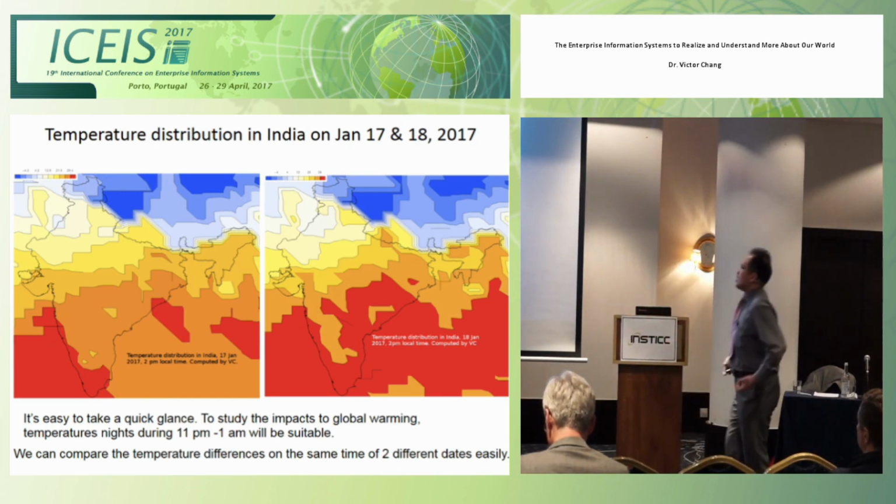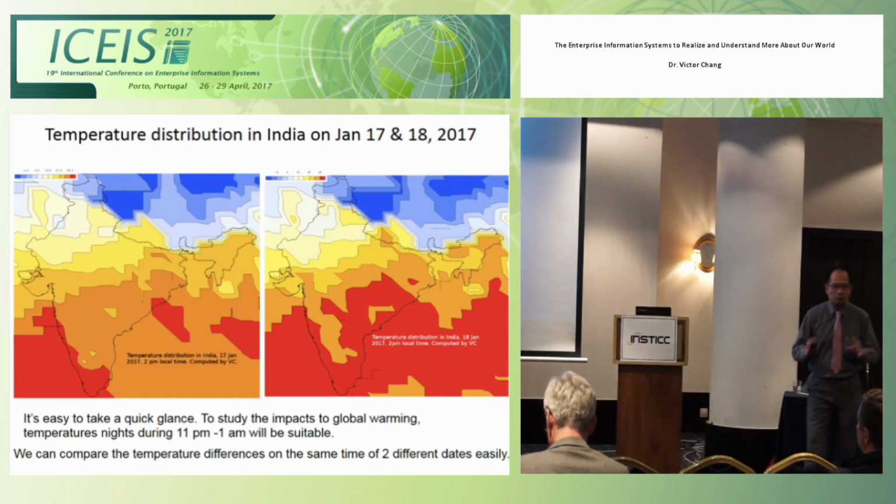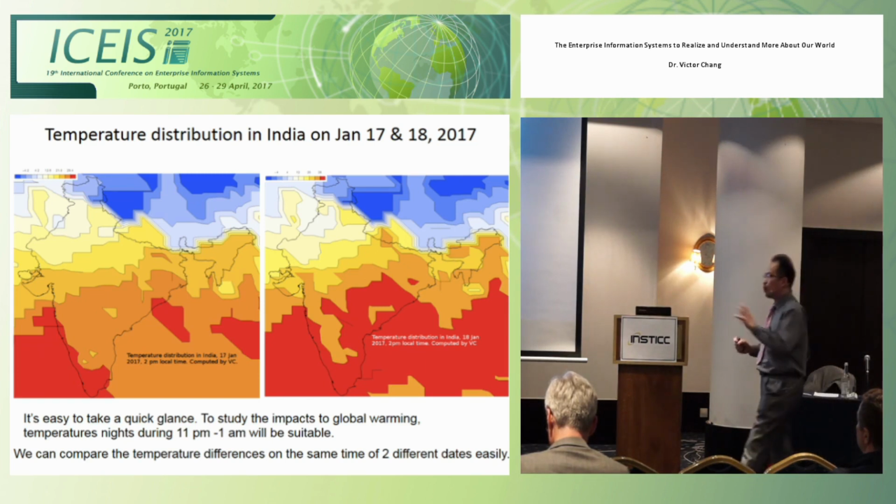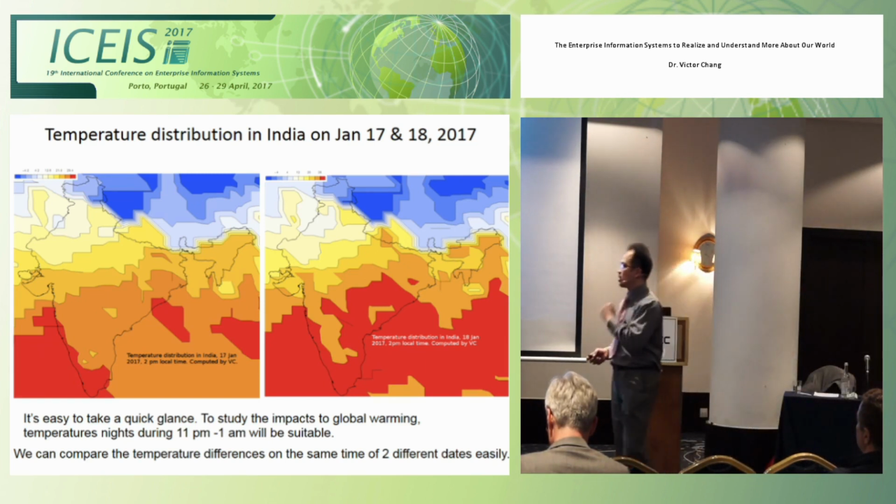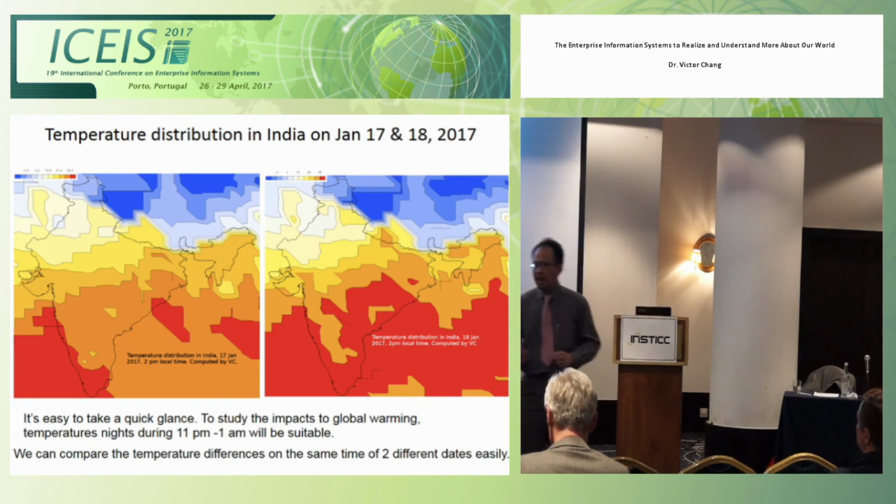So we can make a better prediction based on what we have collected. As I have mentioned, there are two areas that I'm going to focus on. One of them is weather analysis and visualization. Before I get into details, let us just look at the output.